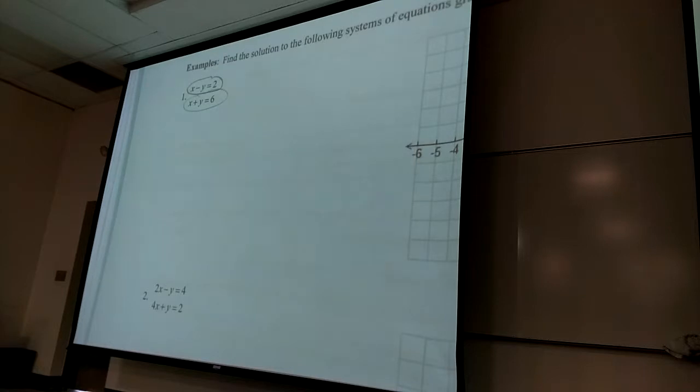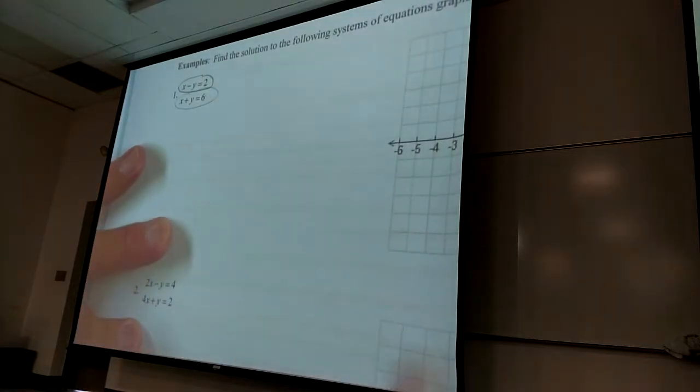In math, it's very specific. If there are 2 things I don't know, I need 2 pieces of information. If there were 3 variables, I would need 3 equations, and then I could figure it out. Okay. So graphically, take a minute for me.